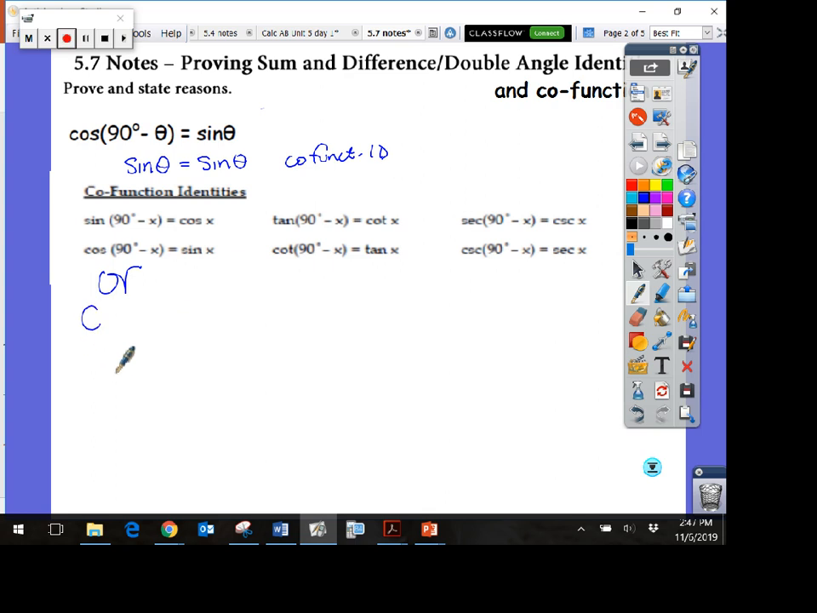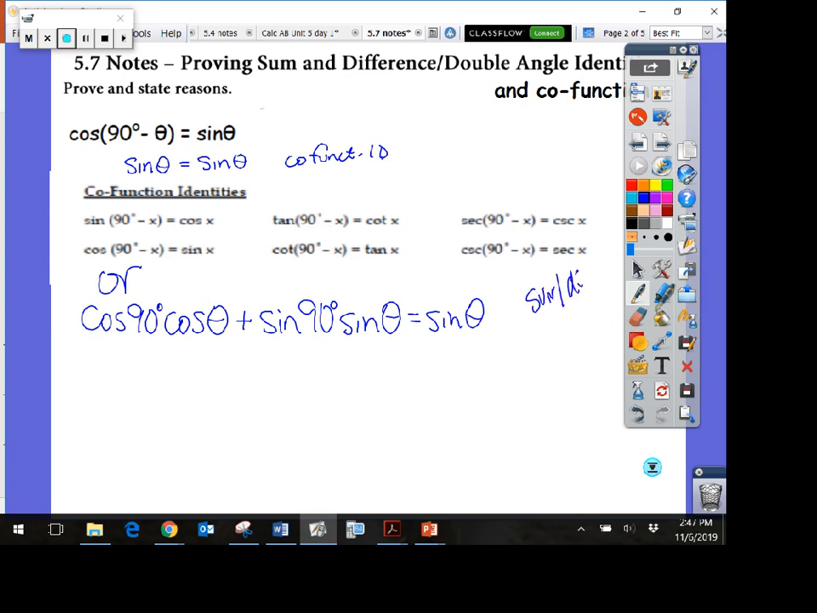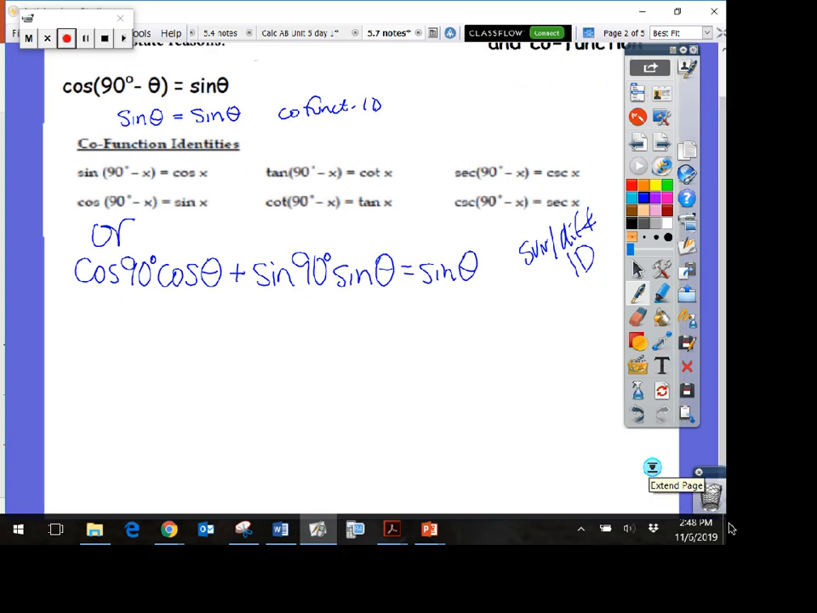We could say cosine 90 cosine theta plus sine 90 sine theta equals sine theta, and that's our sum and difference ID. Sum and difference ID if we're writing our reasons. Again, you don't have to do it both ways. I'm just showing you that if cofunction doesn't make sense to you, you can always use sum and difference. You never have to use cofunction.